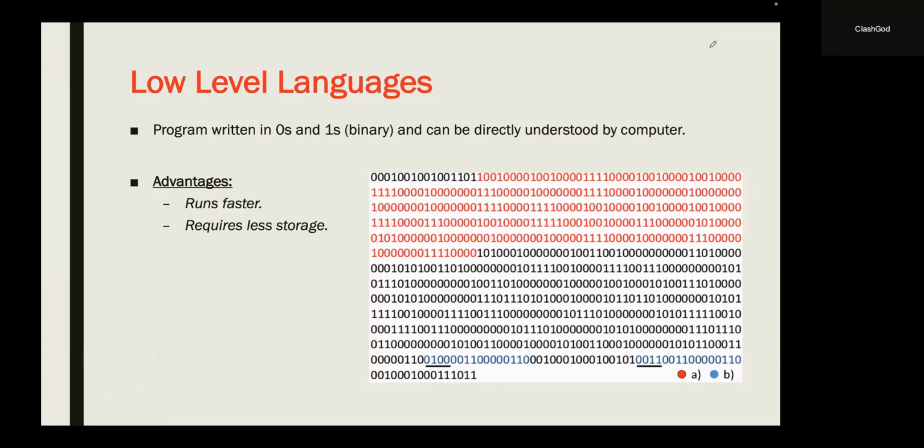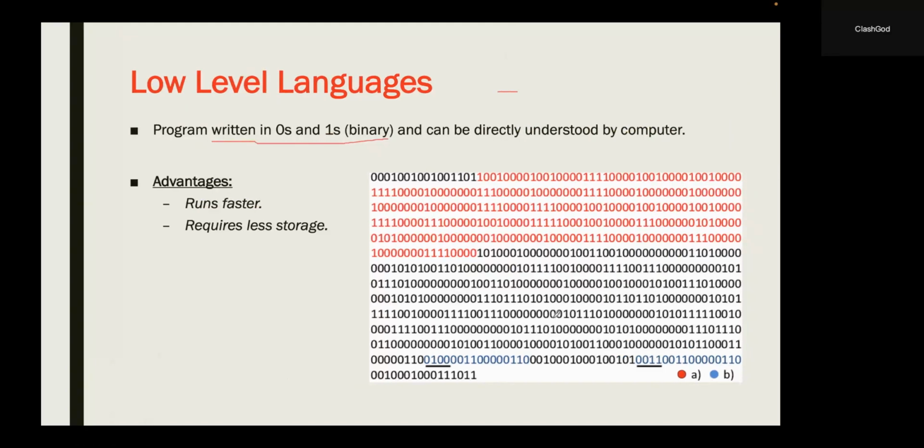Now, low-level languages are very, very straightforward. We know that the computer can only understand zeros and ones. So low-level languages are just programs written in zeros and ones. For example, this program right here, it's written in zeros and ones. So it is a low-level language, right? So this is a low-level language. You cannot understand it. It's in zeros and ones. There is no way for a human to understand what a bunch of zeros and ones means, right?